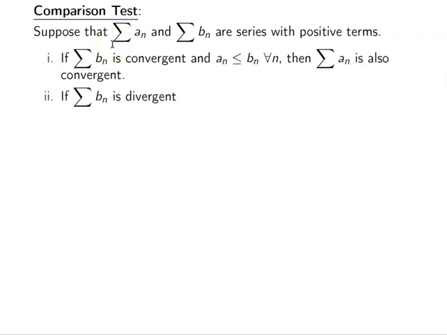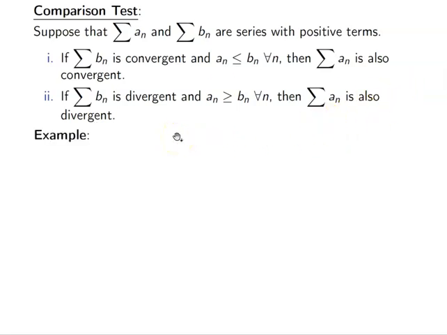Okay. Part two of the comparison test is the complete opposite of that. Let's say that b sub n is divergent. If a sub n, term by term, is always larger than a divergent series, then the first series, the one that we're interested in, also diverges. Okay, so that makes sense.